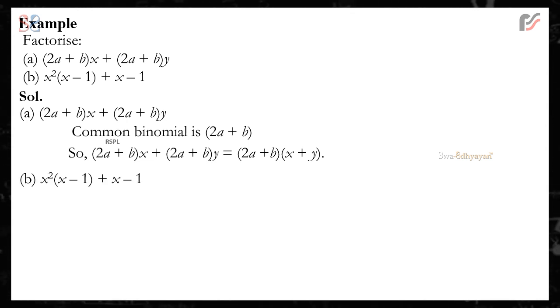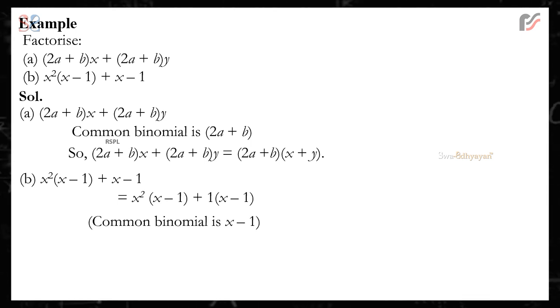B, x square into in the brackets x minus 1 plus x minus 1, which is equal to x square into in the brackets x minus 1 plus 1 into in the brackets x minus 1. Common binomial is x minus 1, which gives in the brackets x minus 1 into in the brackets x square plus 1.